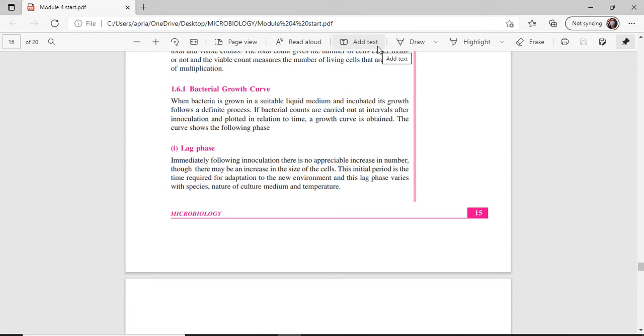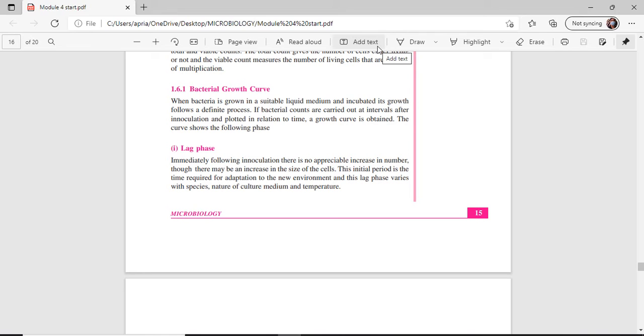First nga phase, your lag phase. Okay, immediately following inoculation, there is no appreciable increase in number, although there may be an increase in the size of the cell. This is an initial period and is required for the adaptation to the new environment. Kaya bago lang sila na inoculate. Kaya nung term nga inoculate, bago lang sila na butang sa imo nga growth media para magdamo.